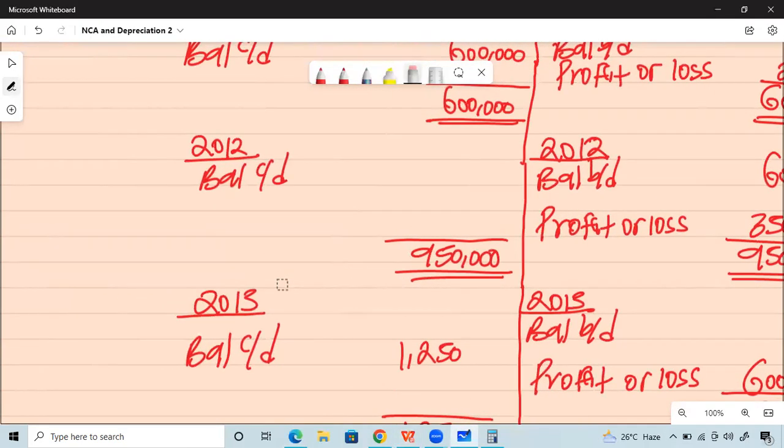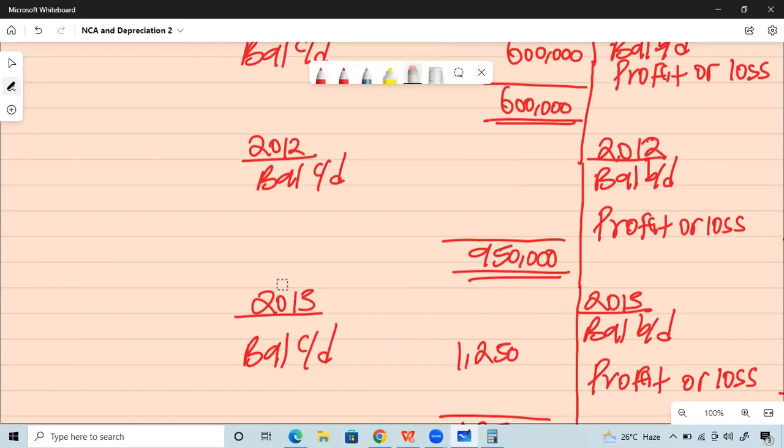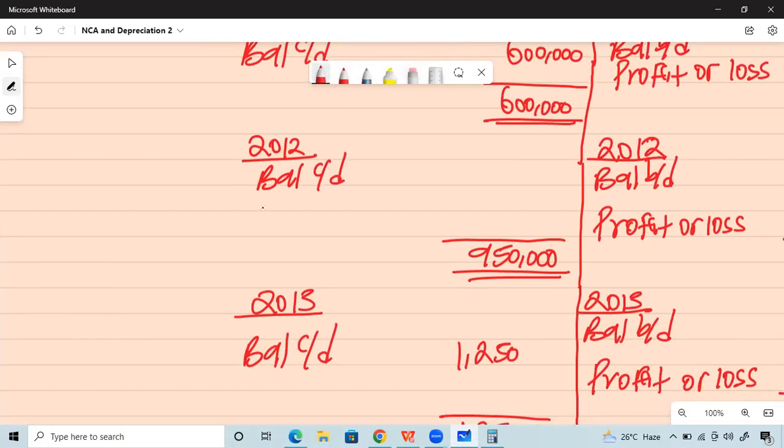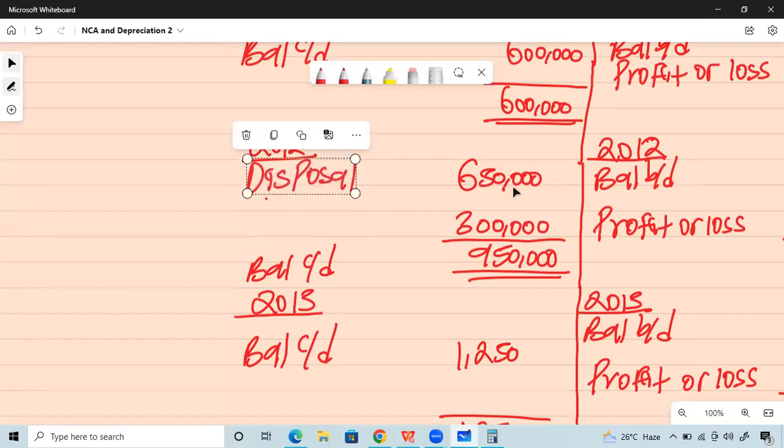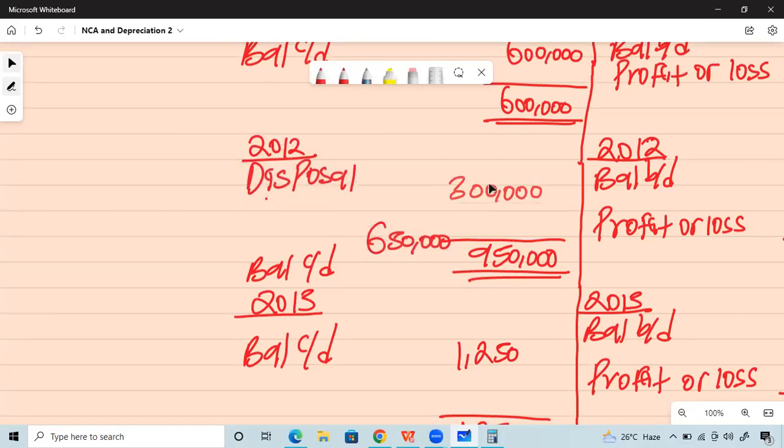What I'm saying now is that I'm going to write disposal here. Disposal here is 300K. So if we take this 300,000 minus this, we are going to have a balance of this. And this should come here. This should go up first, this should be here, and this should be here.